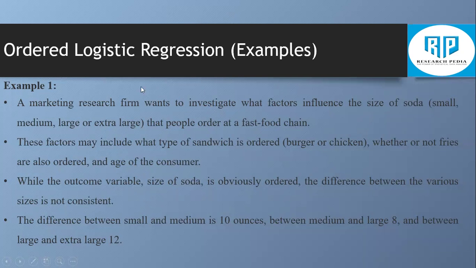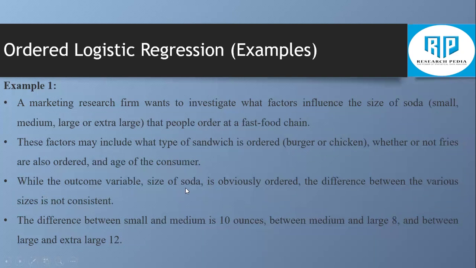That is why we are going to use the ordered logistic regression. These factors may include what type of sandwich is ordered, burger or chicken, whether or not fries are also ordered, and age of the consumer. These are your independent variables, while your dependent variable is the size of soda, which is showing some ranking.